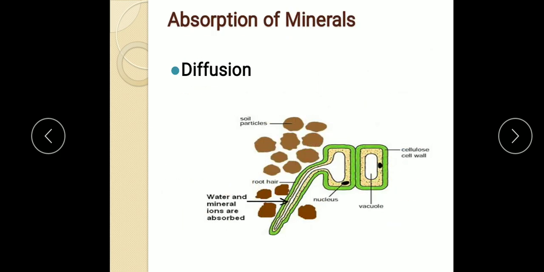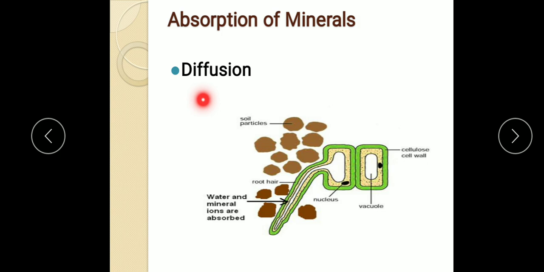Now we'll see absorption of minerals. Absorption of water, I explained to you. Now absorption of minerals. Most minerals needed by plants are dissolved in water in the soil. Some of these are calcium, potassium, magnesium and nitrogen. Absorption of minerals by the roots takes place by two processes: diffusion and active transport. First we will discuss diffusion.